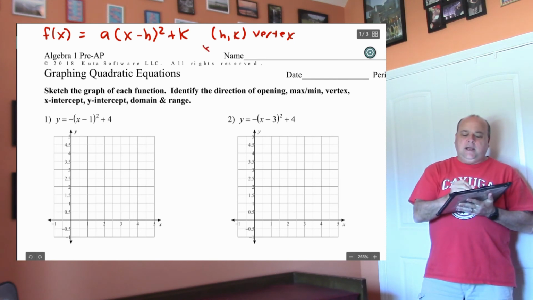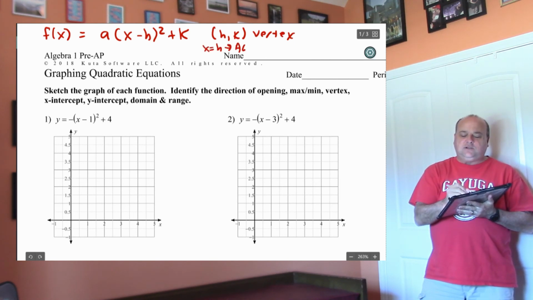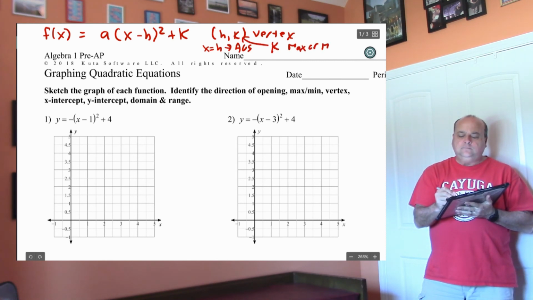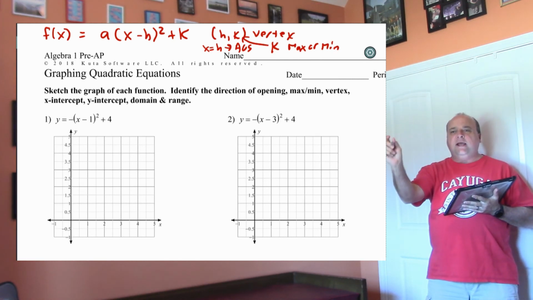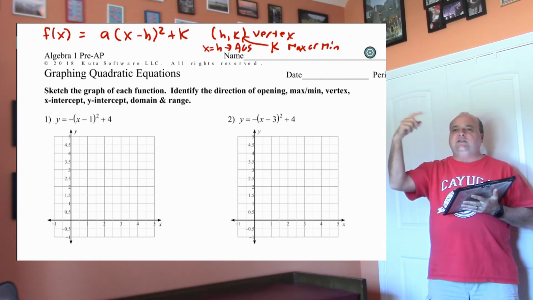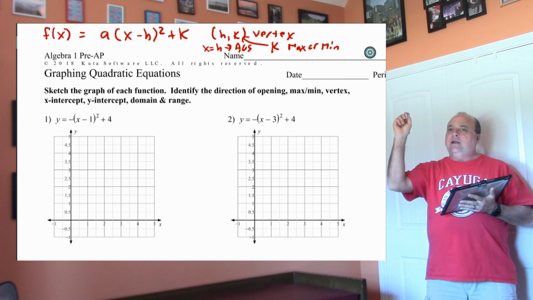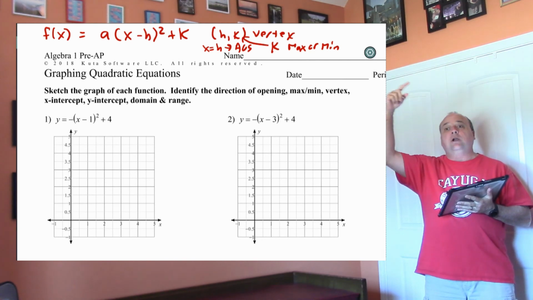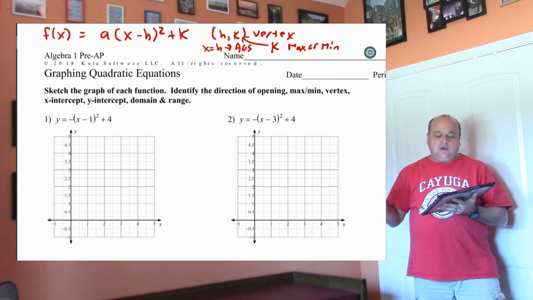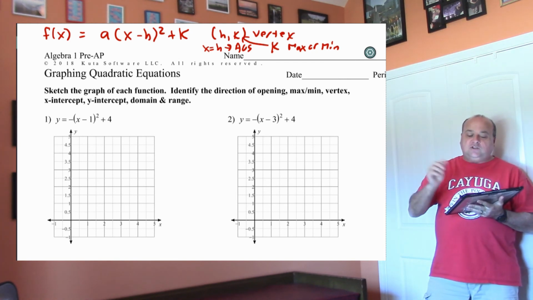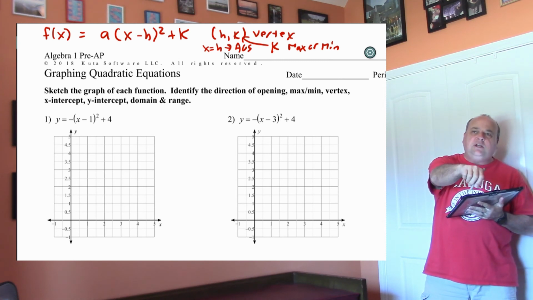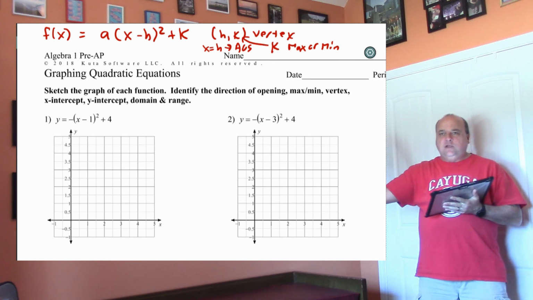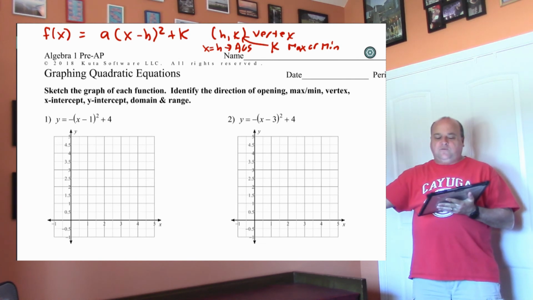Remember, x equals h is the axis of symmetry, and the k is going to be your max or min. The h and the k are really important numbers. They're the vertex. The x-coordinate of the vertex is your axis of symmetry, and the y-coordinate of the vertex is either at the top or the bottom of the graph. That's your max or min. And also remember, the h is going to be opposite. When you put h in the equation, you flip the sign.